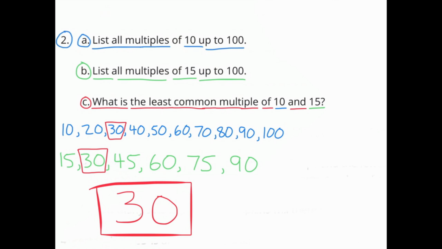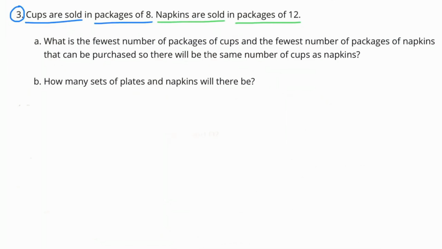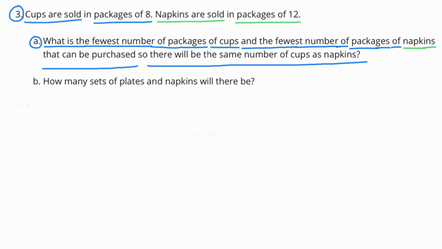The least common multiple of 10 and 15 is 30. Number 3. Cups are sold in packages of 8, napkins are sold in packages of 12. A. What is the fewest number of packages of cups and the fewest number of packages of napkins that can be purchased so there will be the same number of cups as napkins?